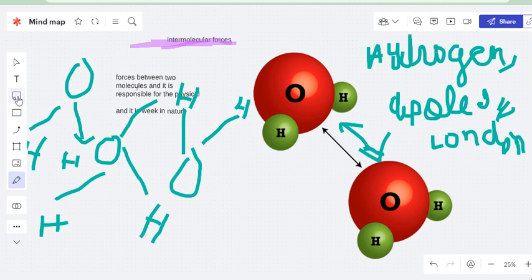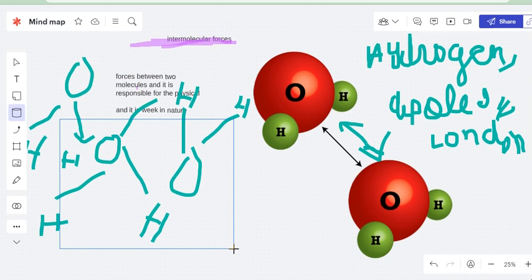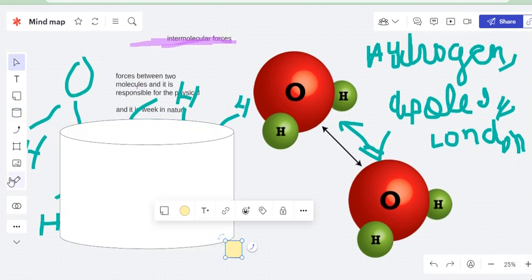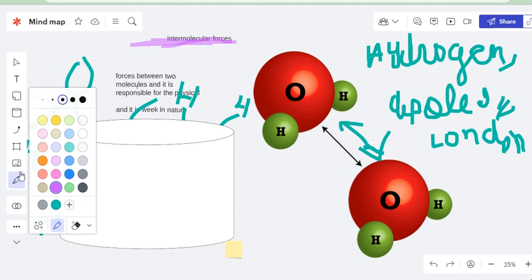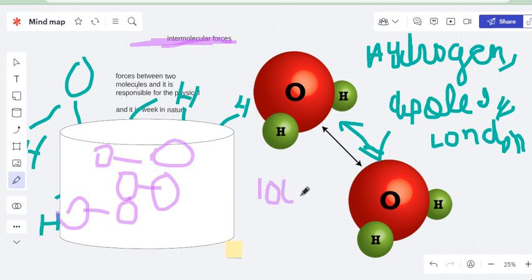For example, let's take the example of a container. This is a container, and these are the molecules inside the container, for example water molecules. There is a force of attraction acting between them. When you provide them the temperature of 100 Celsius, the bond between them usually breaks down and they get far apart from each other. So this is basically intermolecular forces, and it is very weak in nature.